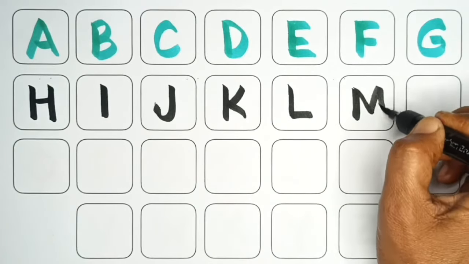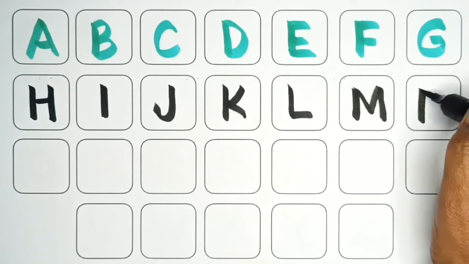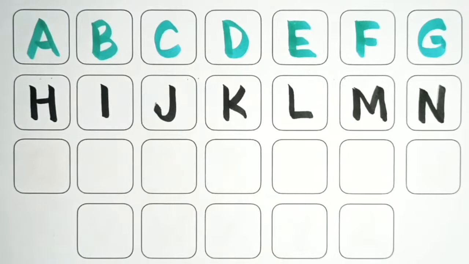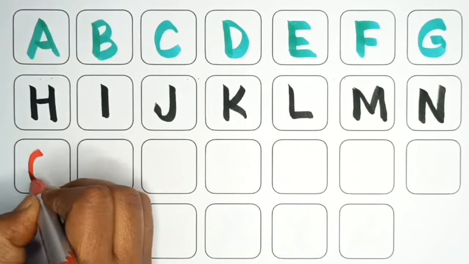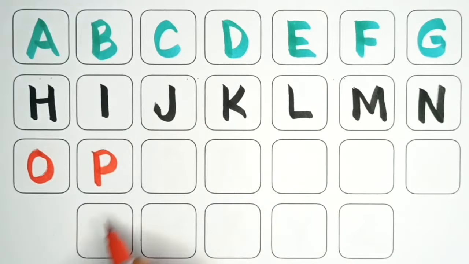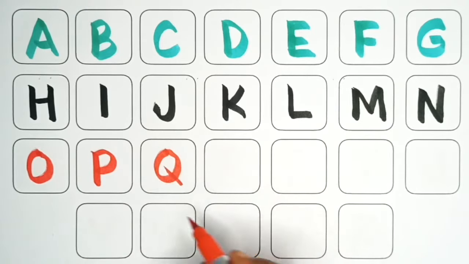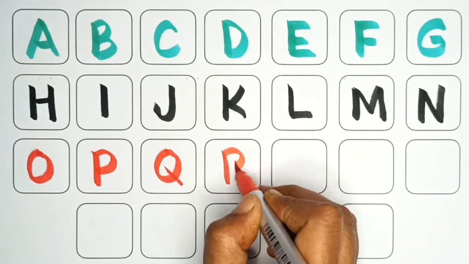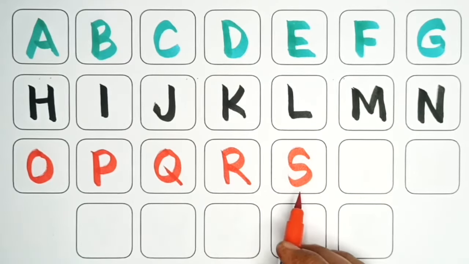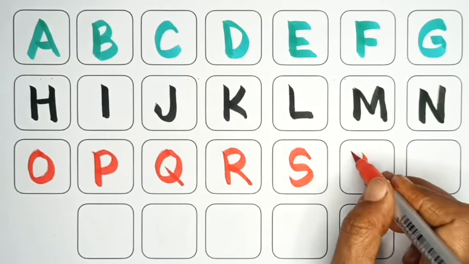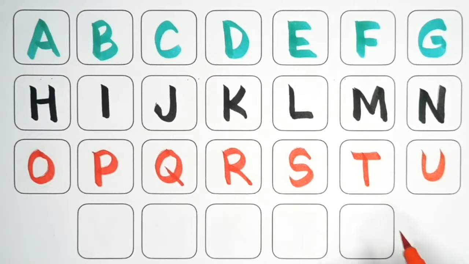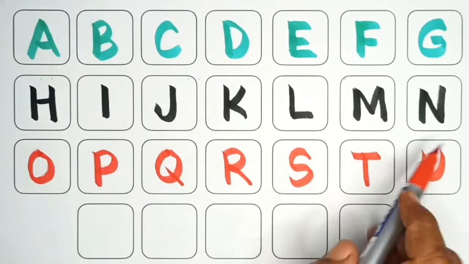M, M for monkey. N, N for nest. Black color. O, O for orange. P, P for parrot. Q, Q for queen. R, R for rabbit. S, S for shape. T, T for tree. U, U for umbrella. Red color.